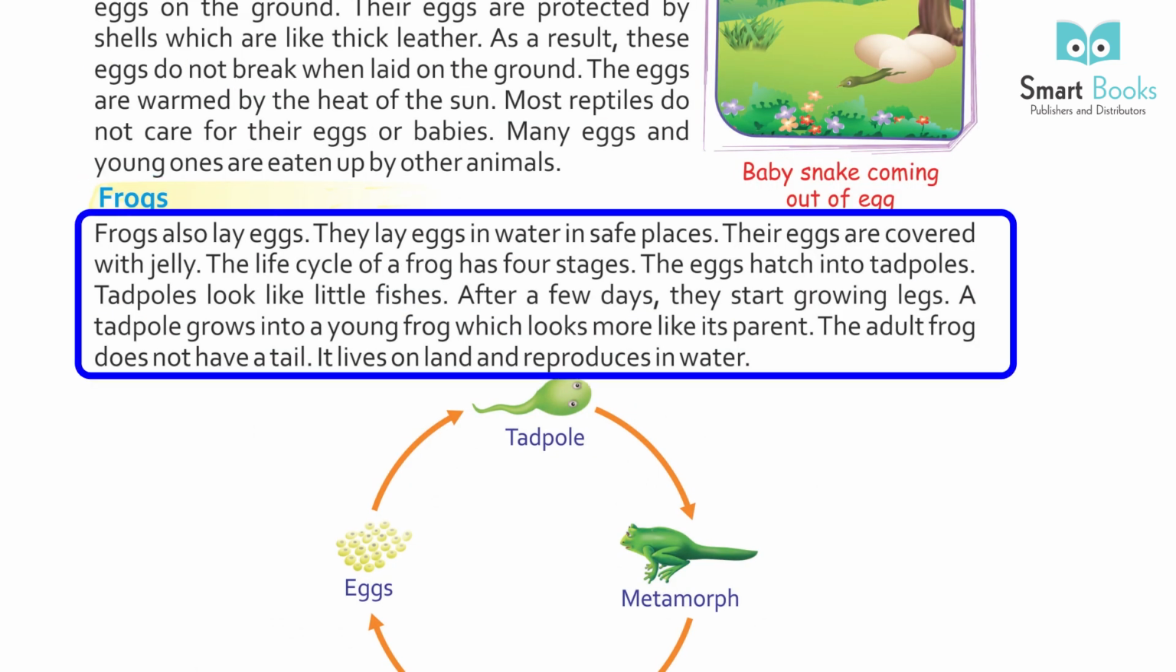Frogs also lay eggs. They lay eggs in water in safe places. Their eggs are covered with jelly. The life cycle of a frog has 4 stages. The eggs hatch into tadpoles.